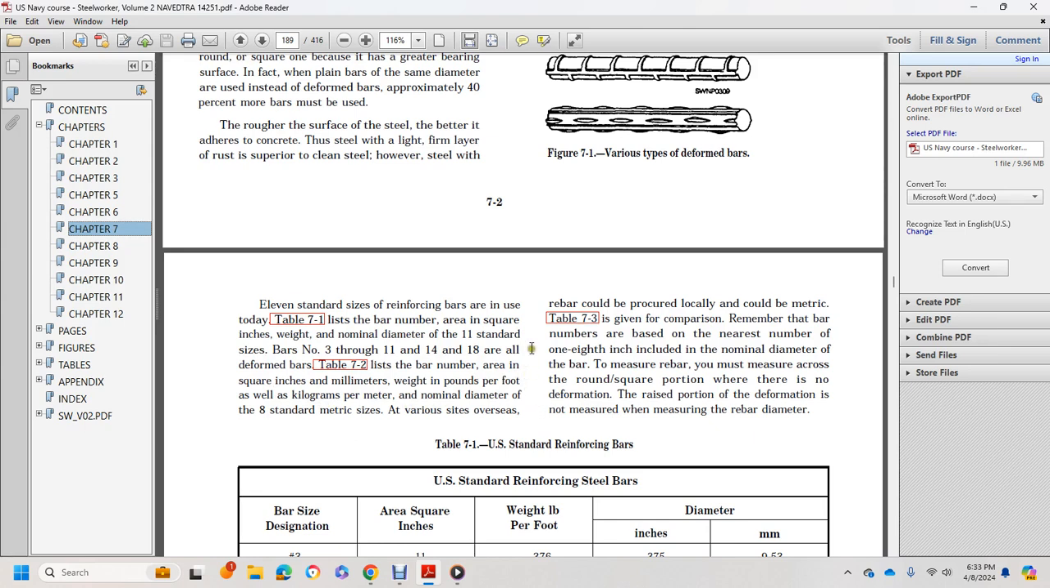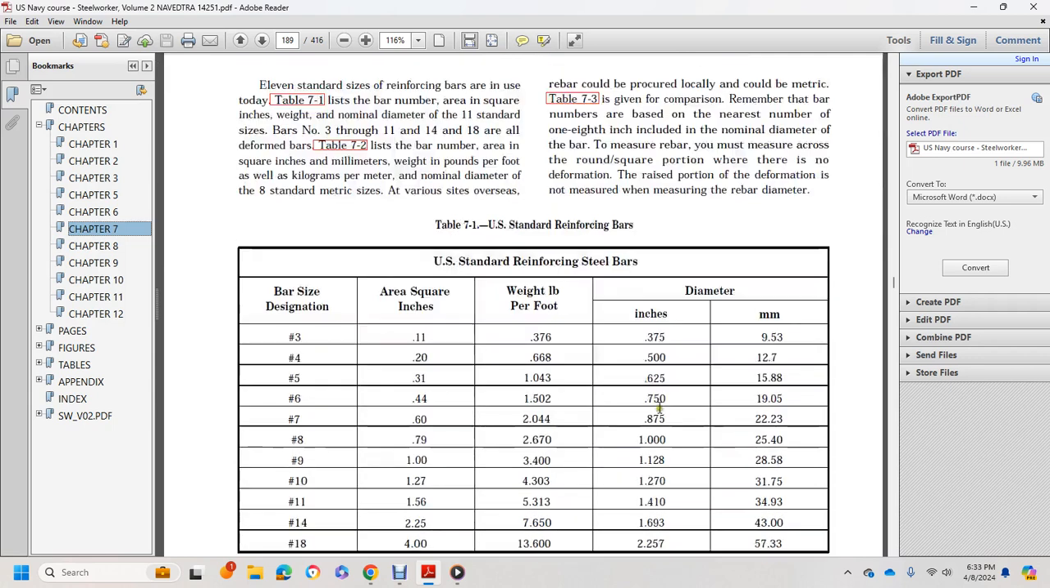At various sites overseas, the rebar can be procured locally and could be metric. Table 7.3 gives the comparison. Remember, the bar numbers are based on the nearest number of 1/8 inch included in the nominal diameter of the bar. To measure rebar, you must measure across the round or square portion. The raised portion of the deformation is not measured when measuring the rebar.